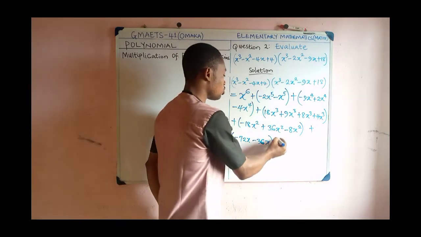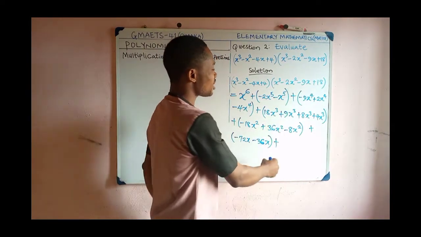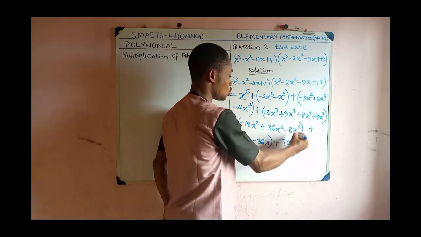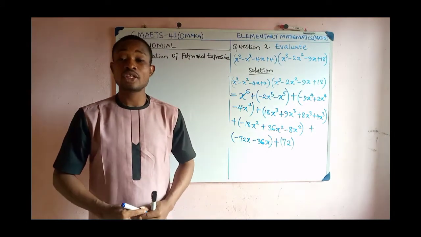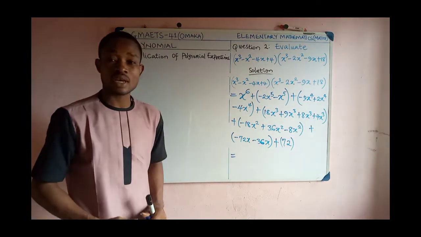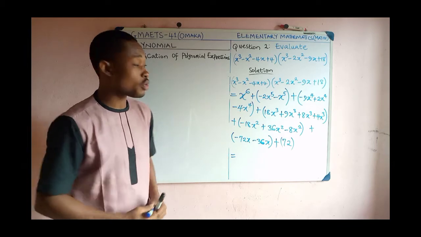So finally we are left with the constant, which of course is this constant times this constant. 4 times 18 is positive, so it's going to be plus 72. And that is that. We are done with the multiplication. The next thing is to simplify by adding or subtracting like terms. You see, good enough, by this procedure, the like terms are already grouped.